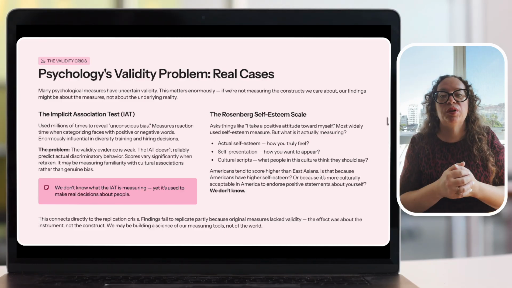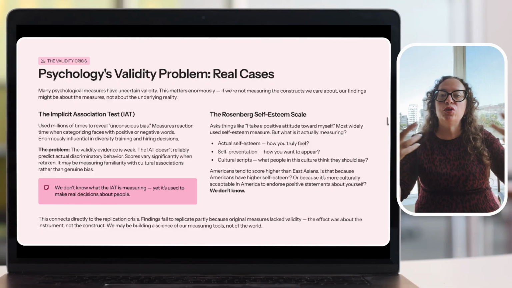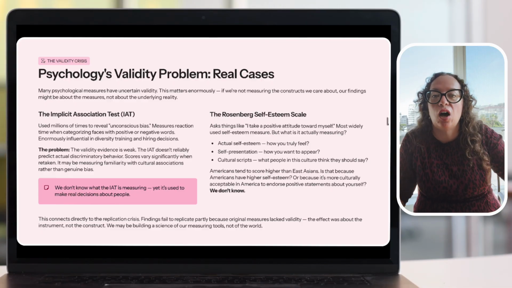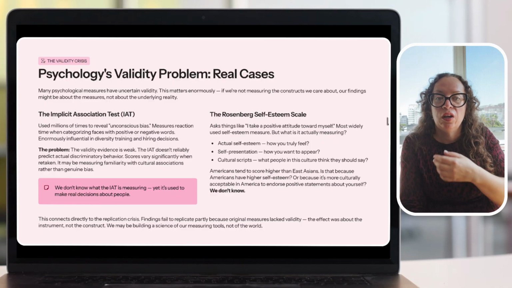This is a fundamental problem. If our measures don't capture our constructs, our science doesn't accumulate. We're not building knowledge about the world. We're building knowledge about our instruments, about our measurements.